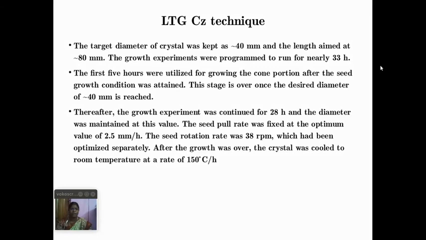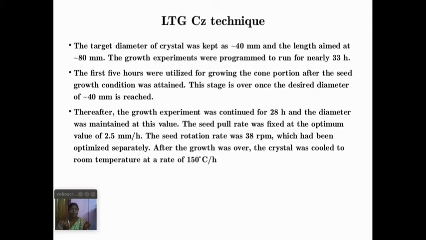The target diameter of the crystal was kept as approximately 40 mm and the length aimed at approximately 80 mm. The growth experiments were performed to run for nearly 33 hours. The first 5 hours were utilized for growing the cone portion. After that, the seed growth condition was attained. This stage is over once the desired diameter of approximately 40 mm is reached. Thereafter, the growth experiment was continued for 28 hours and the diameter was maintained at this value.